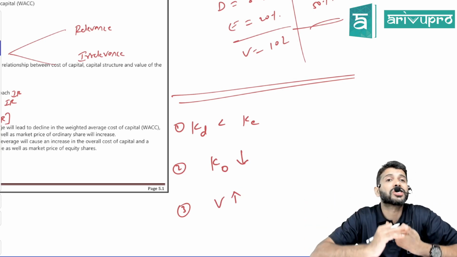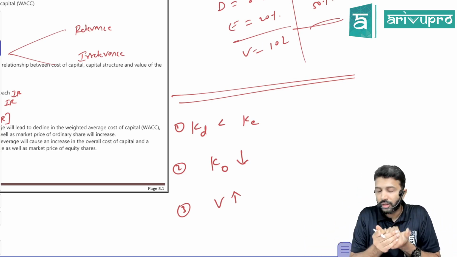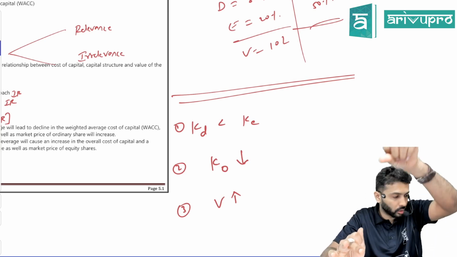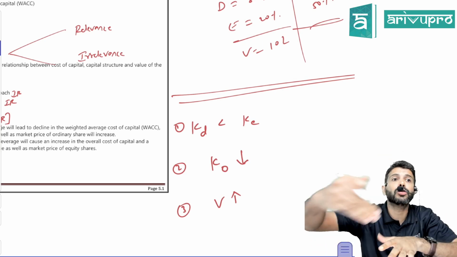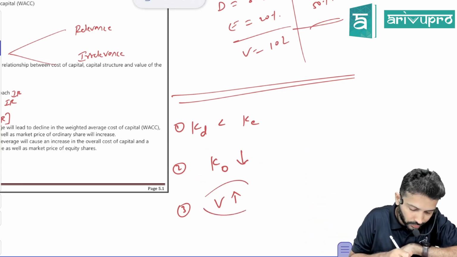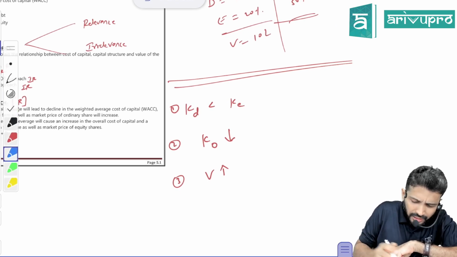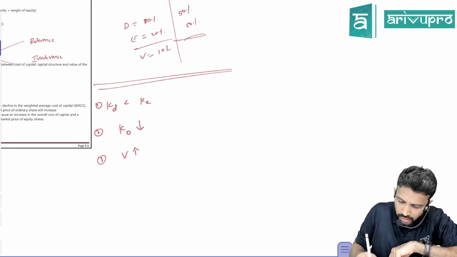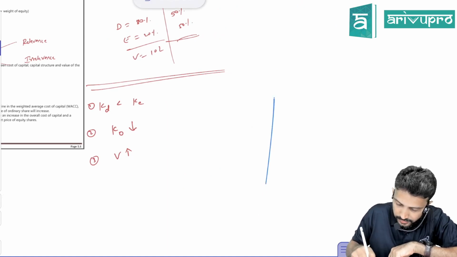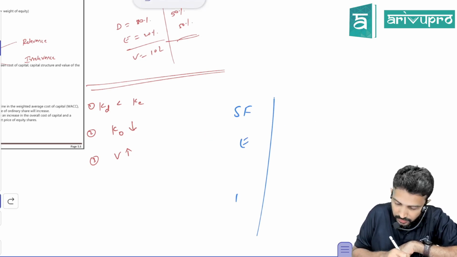One, debt is cheaper when compared to equity. Since debt is cheaper, overall cost of capital is on the lower side, meaning overall cost of capital reduces as you increase your debt portion. Since Ko reduces, the value of the firm will increase. Can we prove it with numbers? Some random numbers we'll take. Sources of finance: equity and debt, or maybe first we'll start with debt.